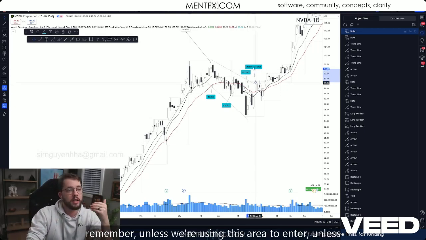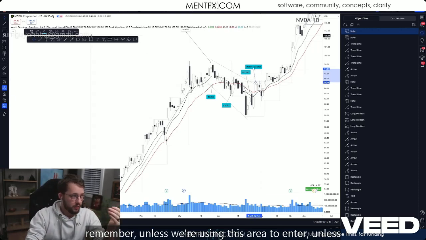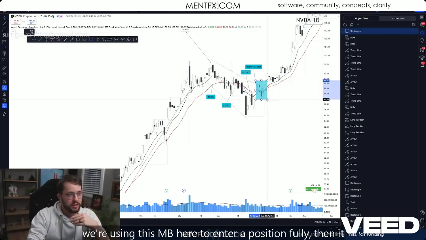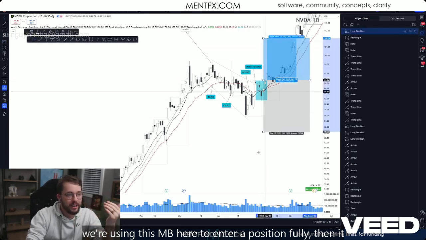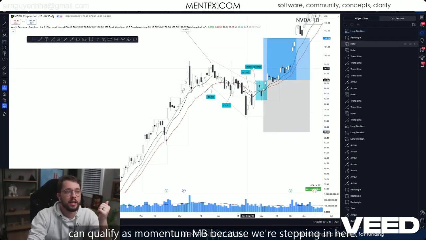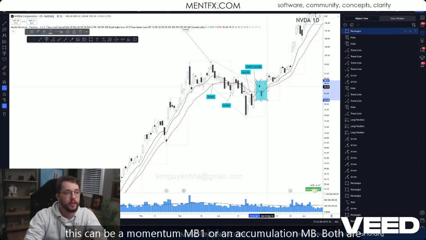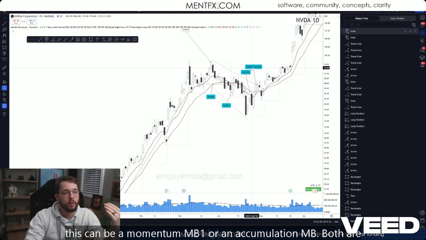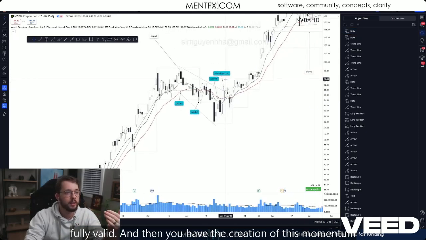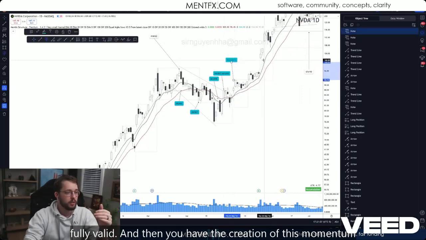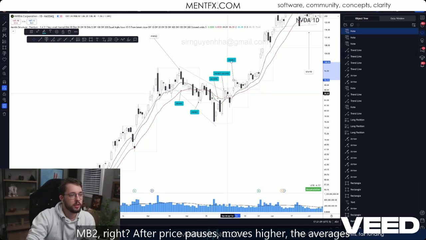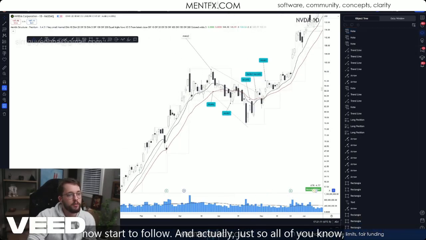So remember, unless we're using this MB here to enter a position fully, then it can qualify as momentum MB because we're stepping down inside of it to actually trade it. So this can be a momentum MB1 or an accumulation MB. Both are fully valid. And then you have the creation of this momentum MB2, right? After price pauses, moves higher, the averages now start to follow.